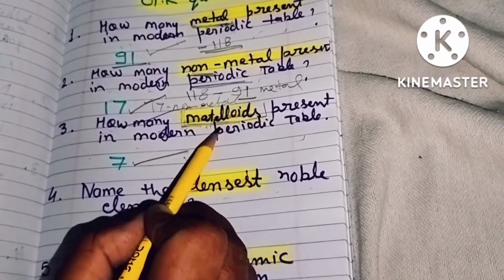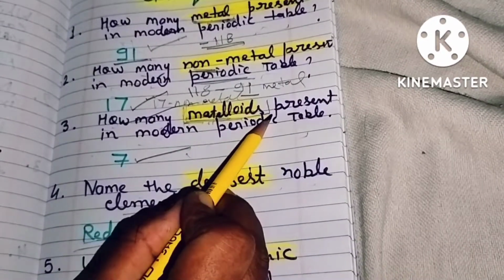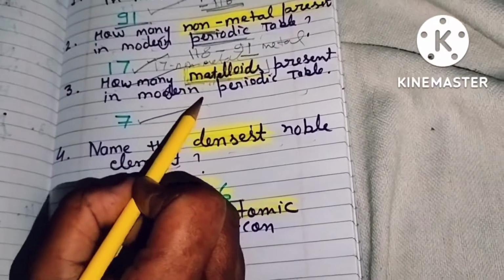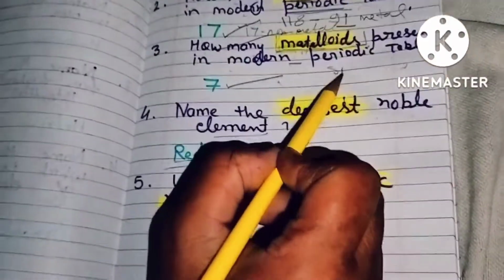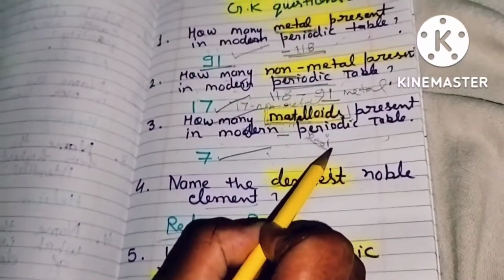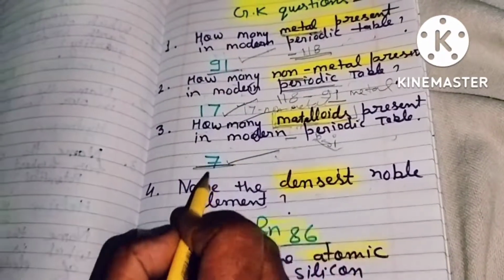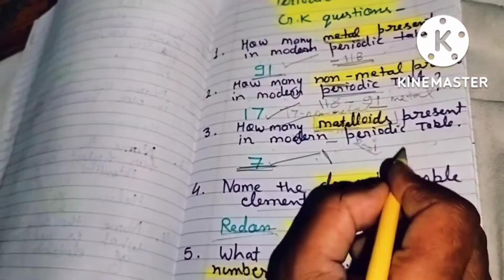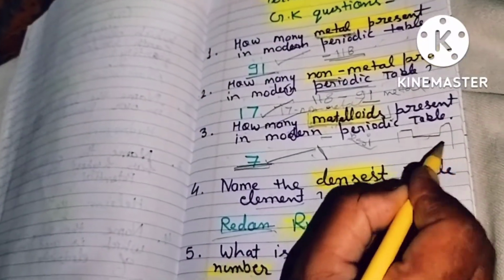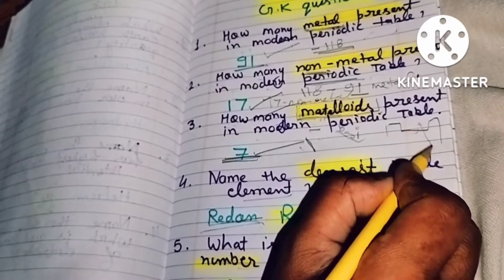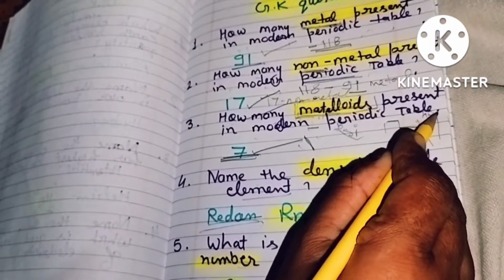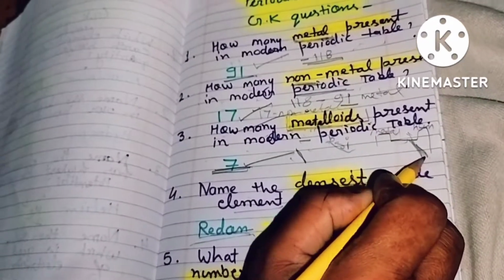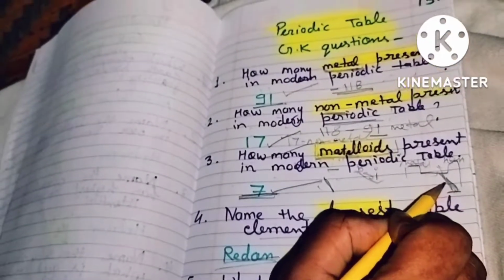They show both metal and non-metal behavior in the periodic table, like silicon, boron, etc. These lie on the boundary between metals and non-metals in the periodic table. These are non-metals and these are metals, and the ones lying between them in the center are the metalloids.